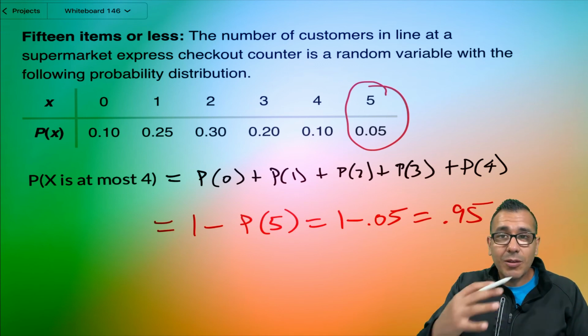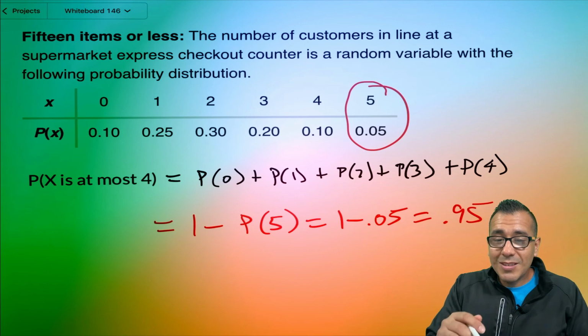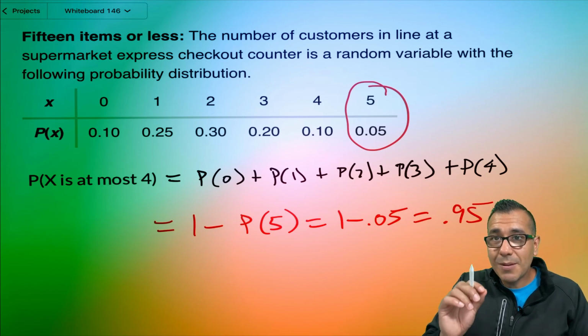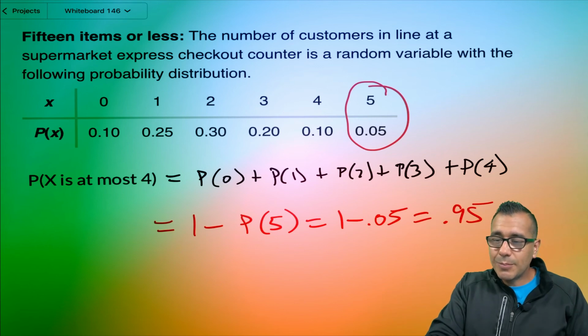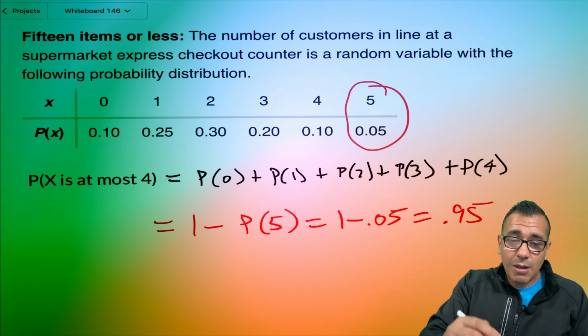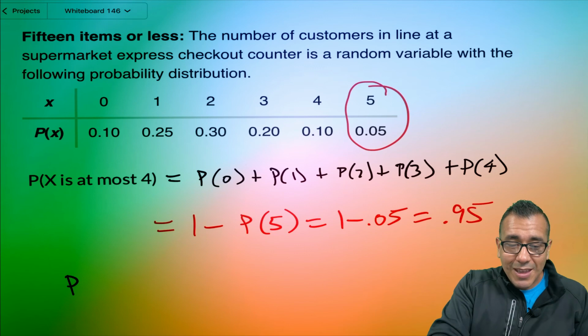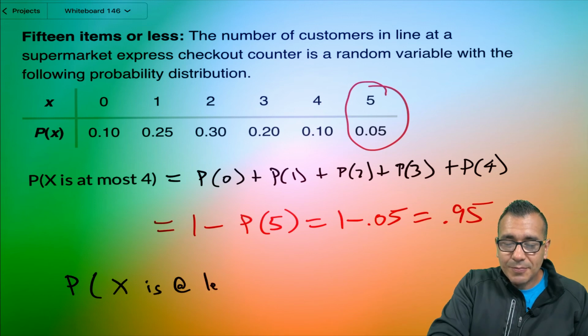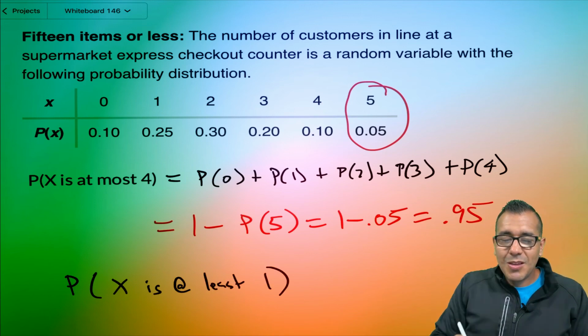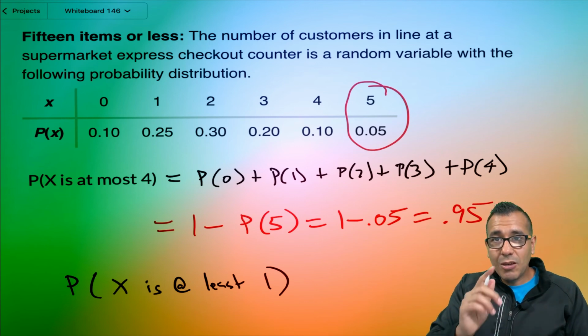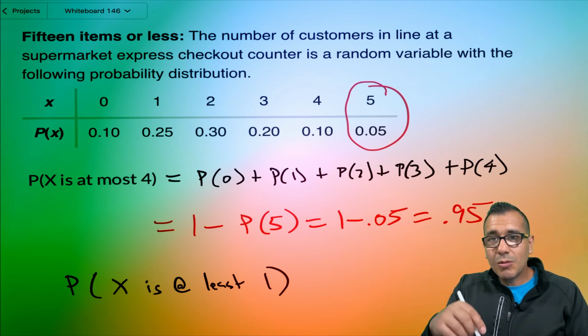So again, I encourage you to review this and make sure this idea of complements makes sense. And just to make sure it does make sense, here's a problem that we want you to comment down below. I want you to try to find the probability that x is at least 1. So go ahead, use the method that you prefer.